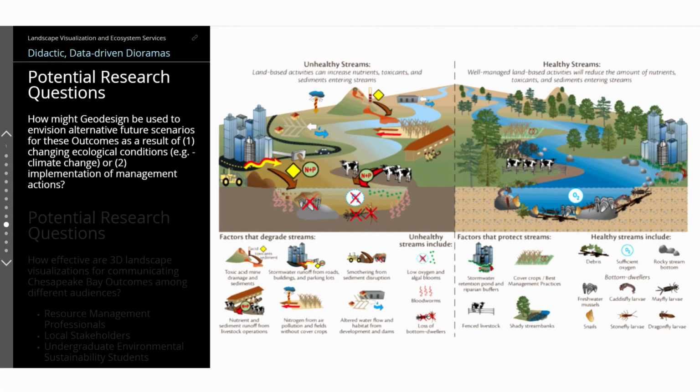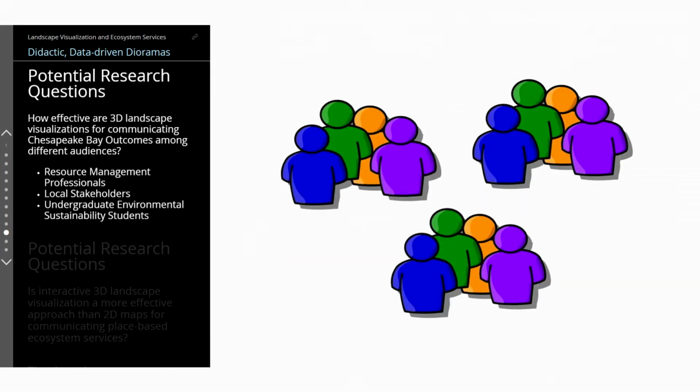So just in final, these are my research questions for the academic side. I'm interested in knowing which of these outcomes of the Bay Watershed Agreement can be effectively visualized in terms of a before and after condition as a communication tool. And then secondly, are there differences in the utility of this among different stakeholder groups?